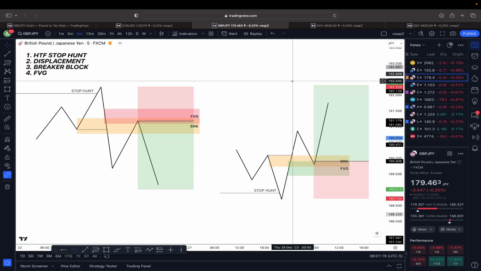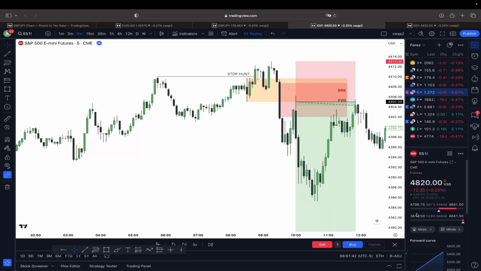If you're using the 5 minute, the 1 hour is your high time frame, and if you're using the 15 minute, use the 4 hours as your high time frame. These are the 3 time frame pairings that I suggest to use the most. Now that we understand the model, let's have a look at a few trade examples.